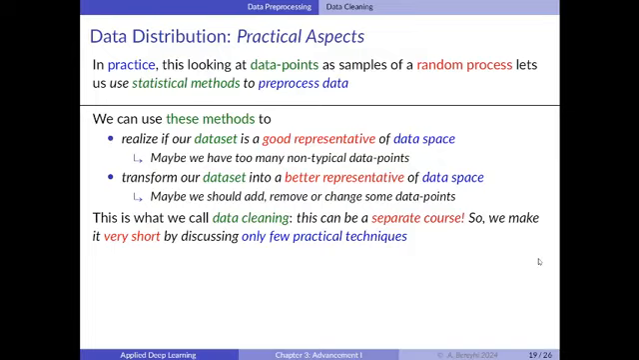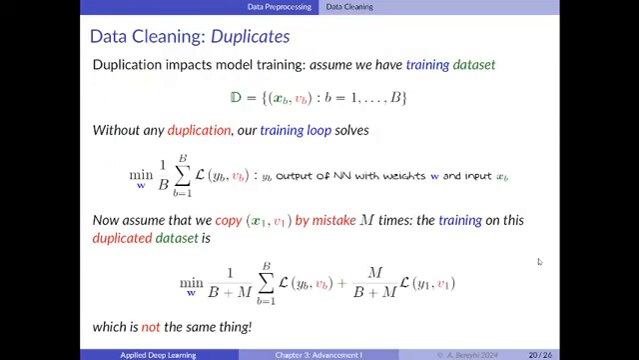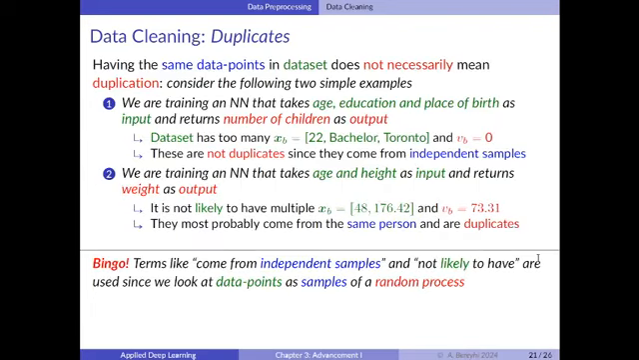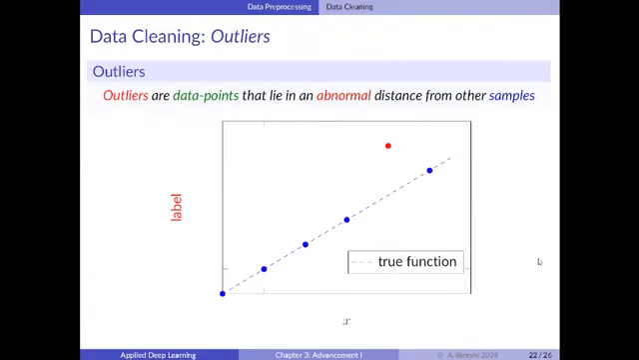If the dataset represents the data space very well, we can use lots of non-typical data points, or if it doesn't have a good representation, we can transform the dataset to be better and change the data points, and this is called data cleaning. For example, we can delete the duplicates. It's easy. We can delete the outliers.